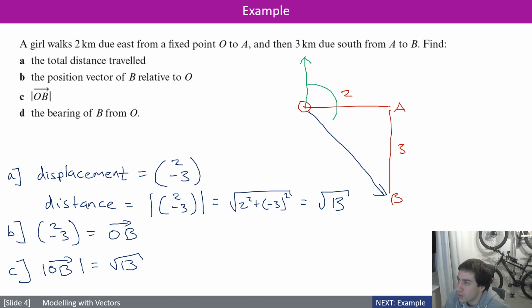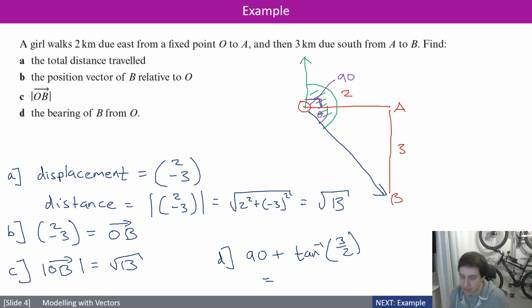So we want this angle. I want the green angle, but I'm going to work that out by saying that's 90 degrees, and this is theta. So it's going to be 90 plus, and then to get theta, it's going to be tan inverse of opposite over adjacent, which is tan inverse of 3 over 2. Okay, and you'd put that in your calculator, and that will give you your answer.